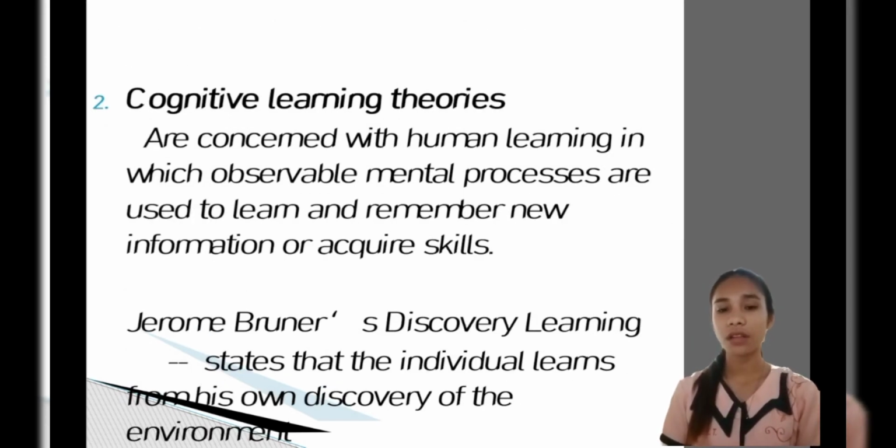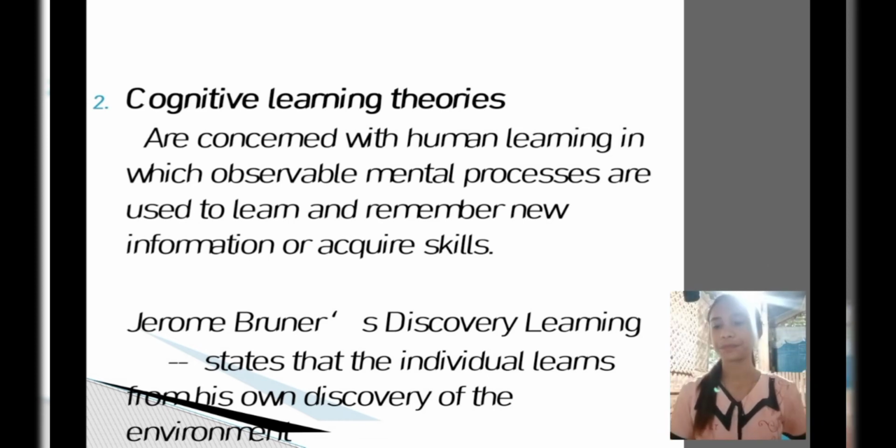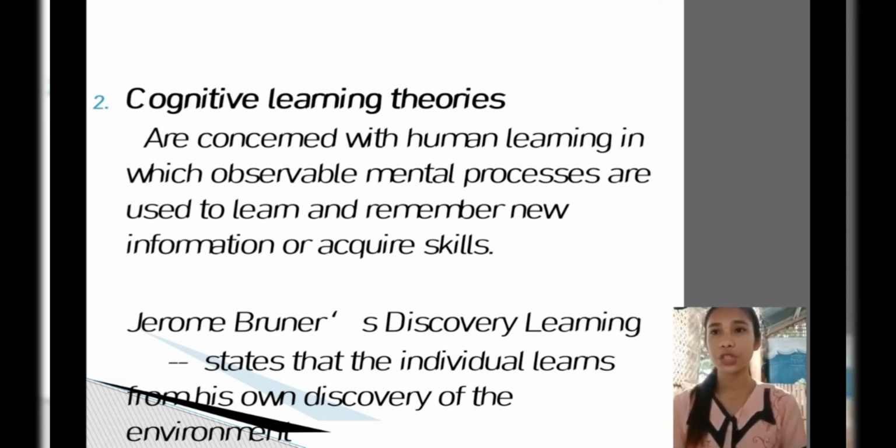Okay, so let's proceed to cognitive learning theories. Cognitive learning is concerned with human learning in which observable mental processes are used to learn and remember information or acquire skills. It is also a broad learning theory that explains how the human mind works while learning. The theory of Jerome Bruner's discovery learning states that the individual learns from his own discovery of the environment. So Bruner discovered that students learn through their own discovery and can construct their own knowledge from themselves.